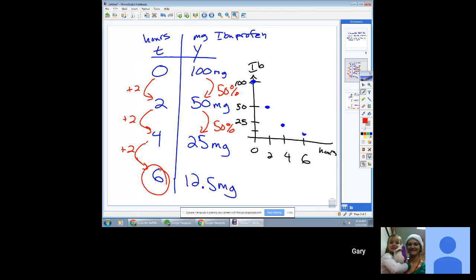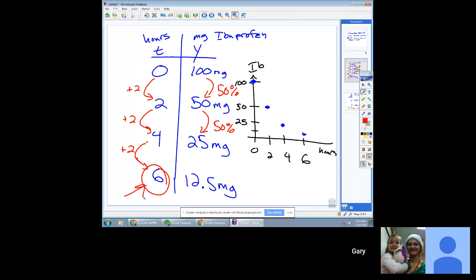4 hours later would be how many groups of 2? How do we calculate that? How do we tell the computer to figure out how many groups of 2 are in 6? Divide by 2, right? 6 divided by 2 is 3, 4 divided by 2 is 2. So if we're looking for groups of 2 hours, we're going to have to divide by 2. So we have to adjust our exponent for that.